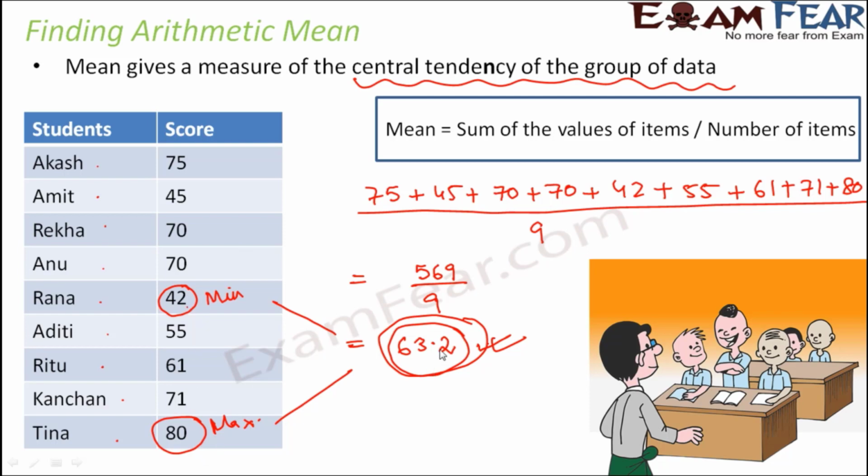So 63.2 lies somewhere in the central region of 42 and 80, because if you start arranging the scores in increasing order like this, 42, 45, then 55, then 61, then 70, then 70, then 71, and so on, you would see that 63.2 lies somewhere in between. So it lies somewhere in the central region. Therefore, the value of the arithmetic mean gives a measure of the central tendency of a group of data.